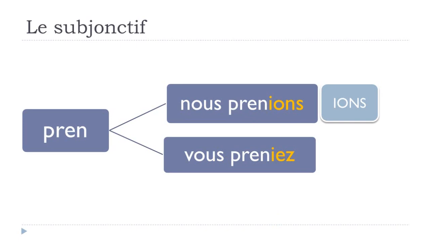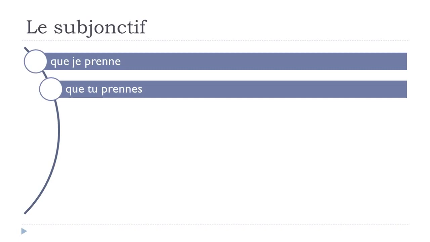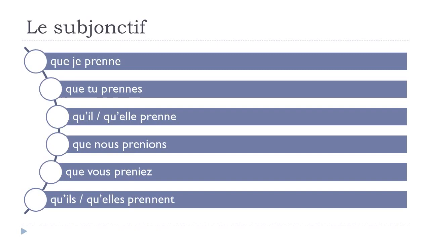Okay, if you remember, it looks quite familiar because it's the ending as well for the imparfait form that we saw a while ago. Okay, so let's have a look now, the full thing. So, que je prenne, que tu prennes, qu'il prenne, qu'elles prennent, que nous prenions, que vous preniez, qu'ils prennent, qu'elles prennent. And this is the reason why students are a bit worried usually at the beginning, just because as we saw, we've got two different constructions. So for the first part here and here, and the second part for nous and vous.